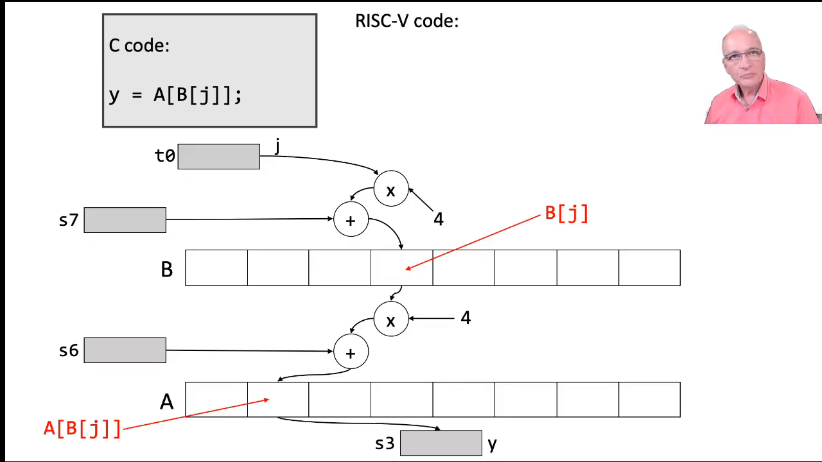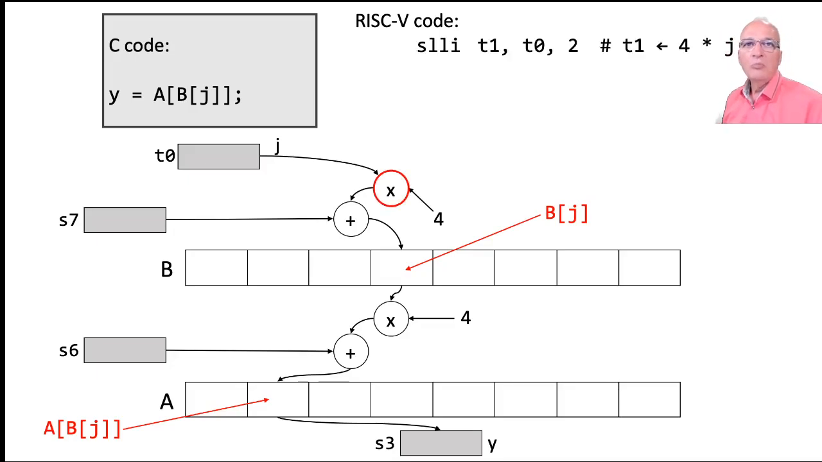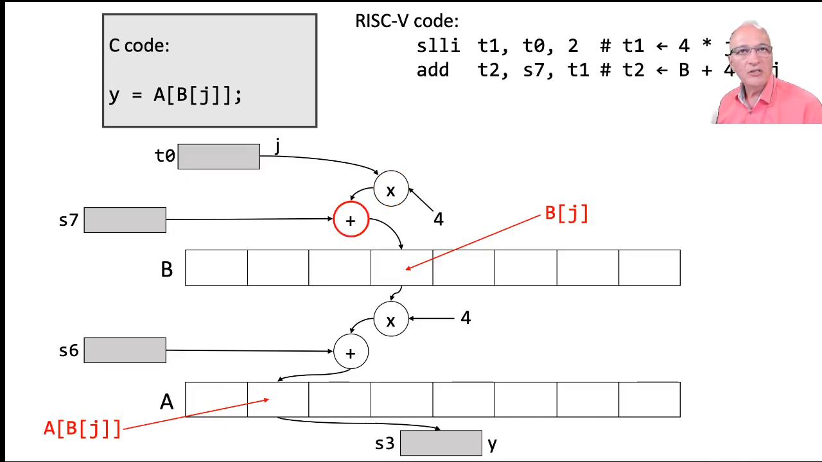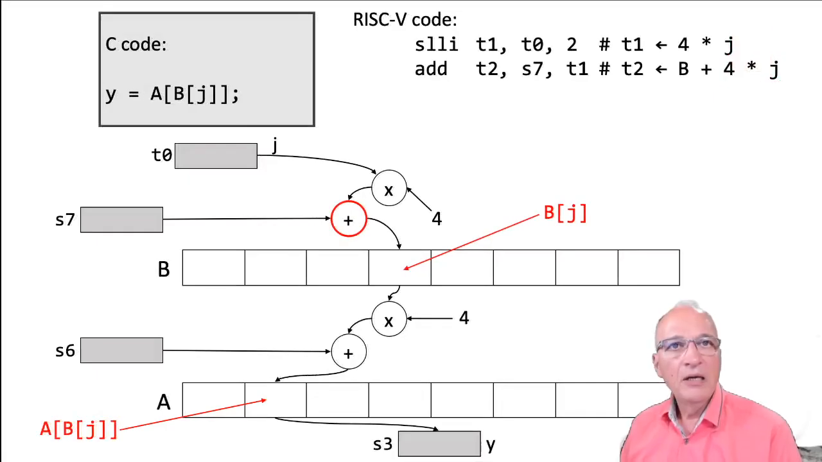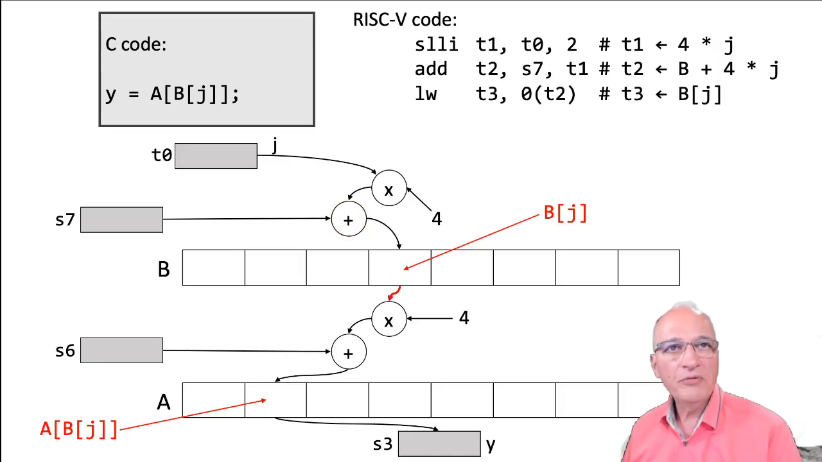where the variable Y is. So the RISC code to do this will consist of multiplying J by 4, which I do by doing a shift left logical immediate of 2 on T0, and I put this into a temporary T1. Then I'll add the value that I obtained from that multiplication to the base of the array B. Next, I'll load from memory from that address that I just computed. That will take the value of B sub J and put it in my temporary T3.